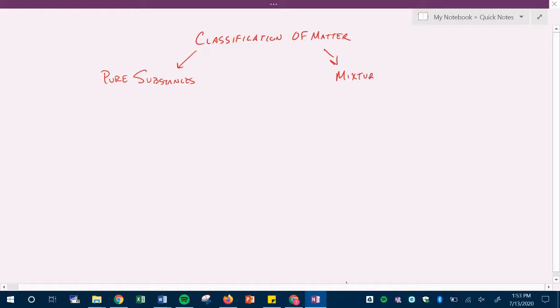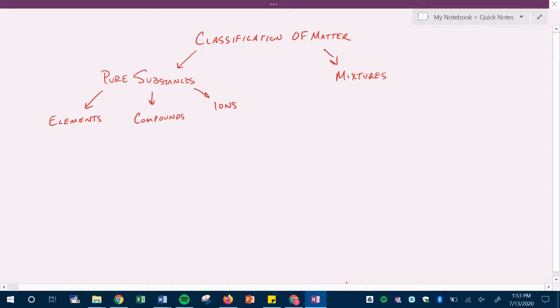Now, with this, let's talk more through our pure substances, because that's what we've talked about so far. So with our pure substances, we basically have three possible options. Pure substances could be elements. They could be compounds. Or the last thing is that they could be ions. Now from here, let's focus on our elements first.